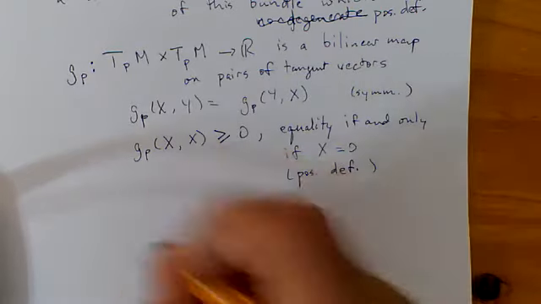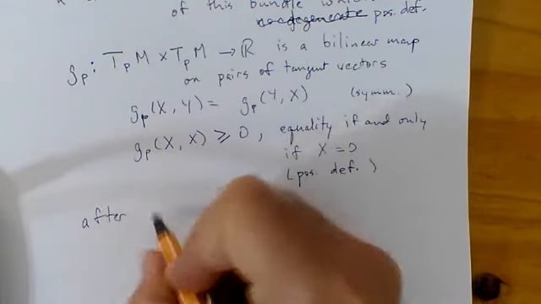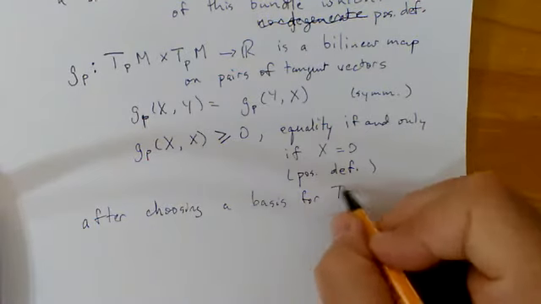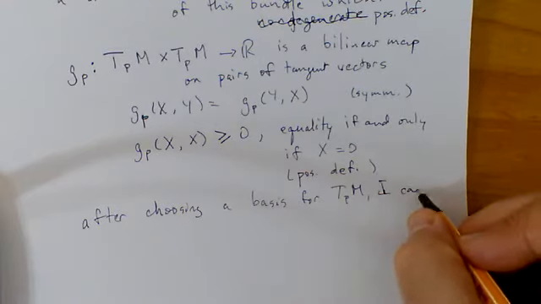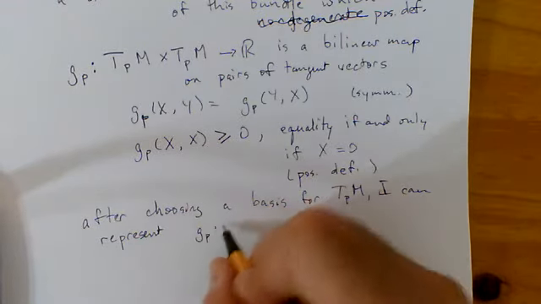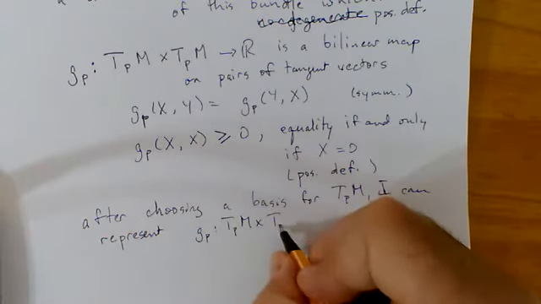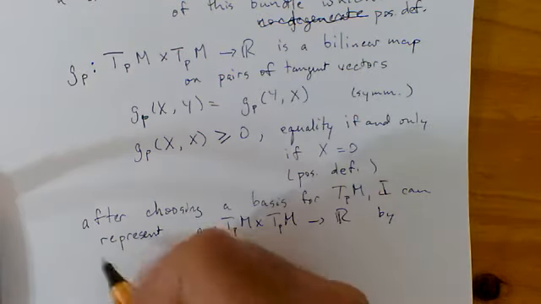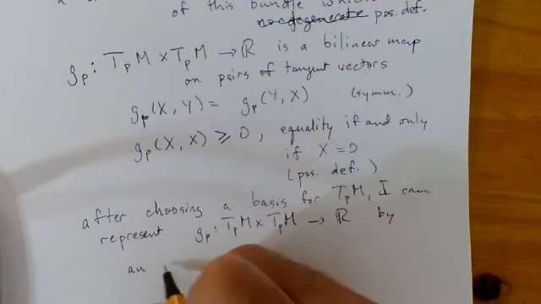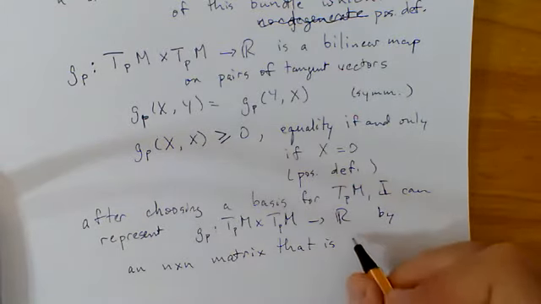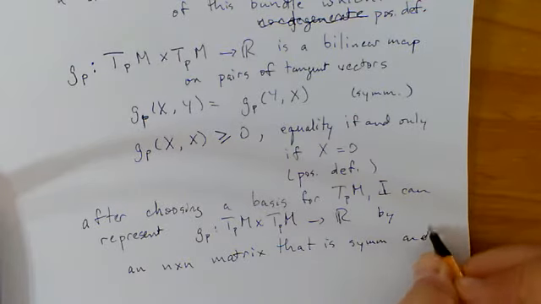Now, if I choose a basis for my tangent space, I can represent this Riemannian metric, this inner product, by an n by n matrix that is symmetric and positive definite.